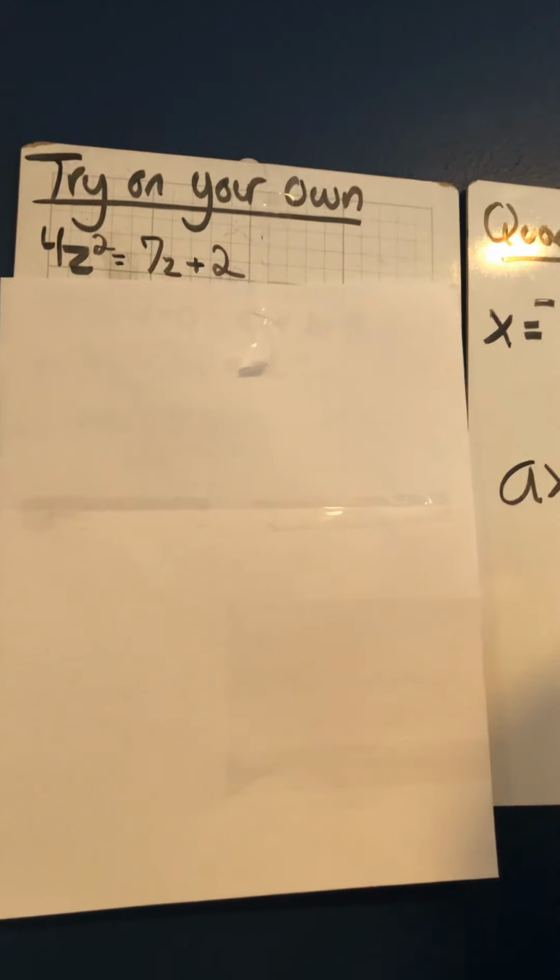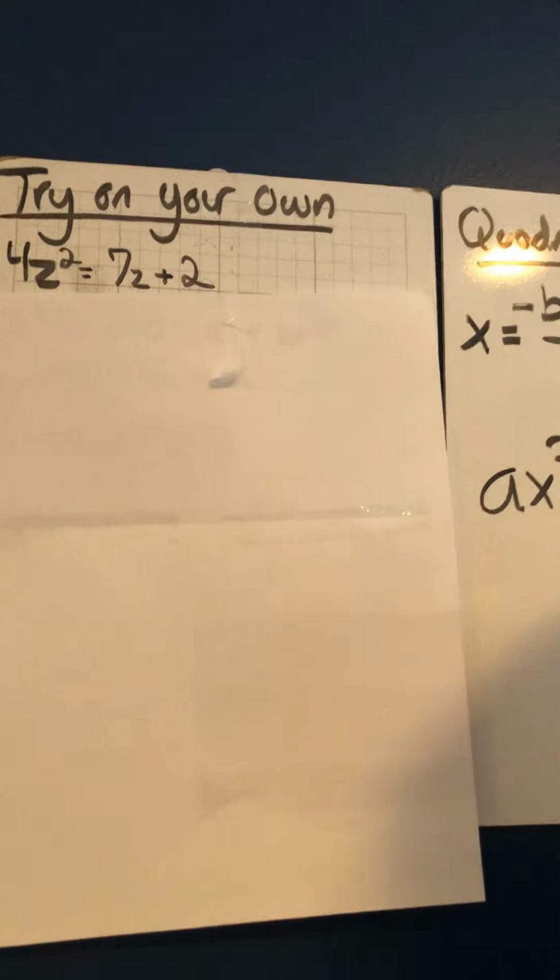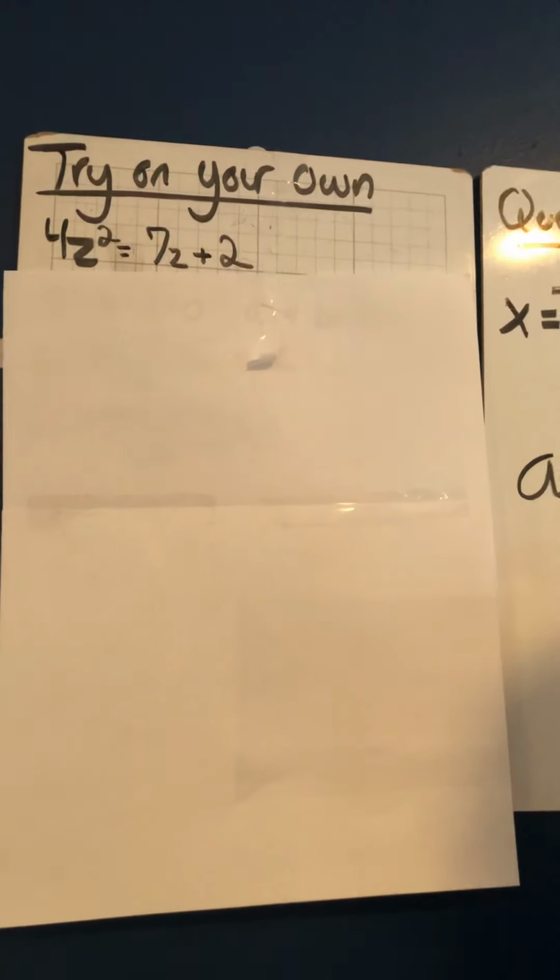Next, I want you to try one on your own, see if you understand it. So there's my equation, 4z squared equals 7z plus 2. Make sure you follow the steps: set it equal to 0, plug it in, and solve under the square root first. Hit pause, because I'm going to reveal the answer in a moment.